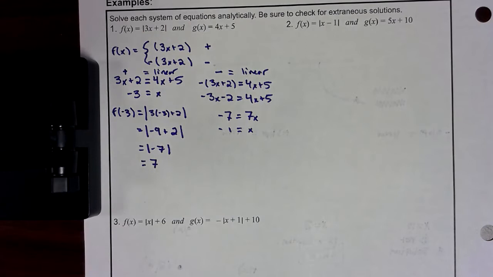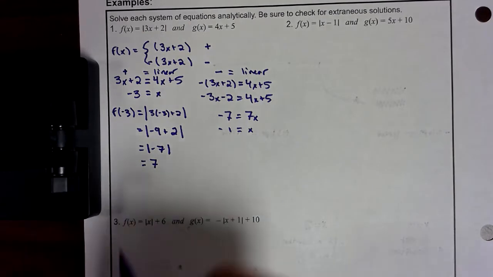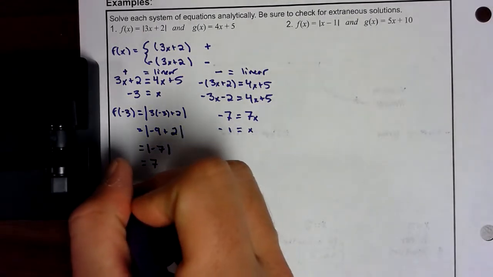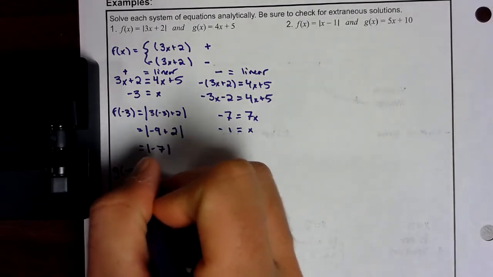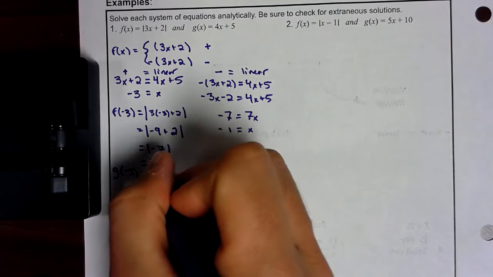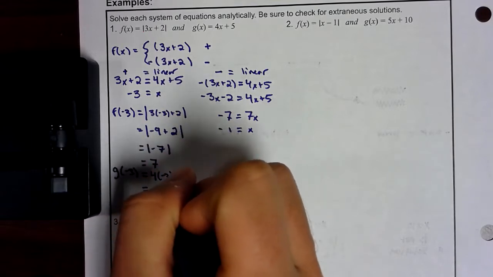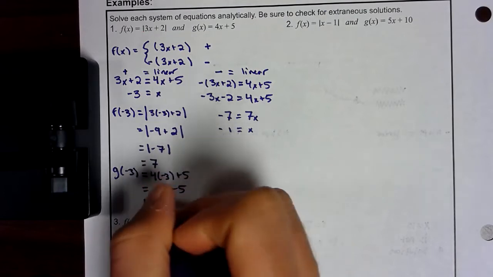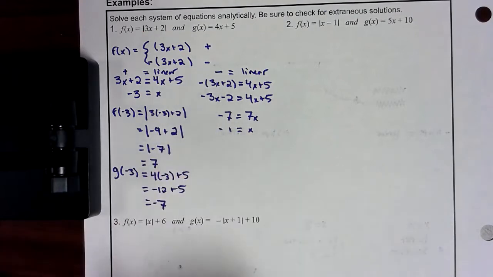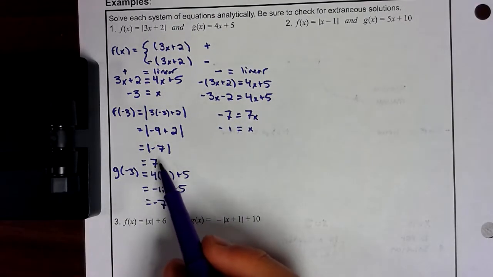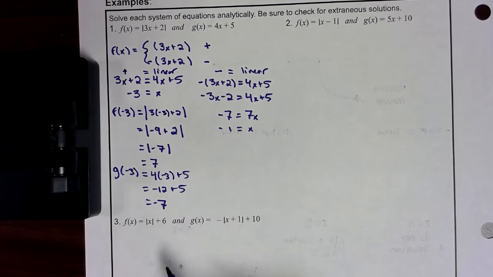So f of negative 3 gives us 7, which means when x is negative 3, y is 7. Let's see what we get for g of negative 3. g of negative 3 is 4 times negative 3 plus 5, which is negative 12 plus 5, and I get a y value of negative 7. These are not the same value, right? We're getting 7 in both cases, but in one of them I'm getting a positive 7 and a negative 7.